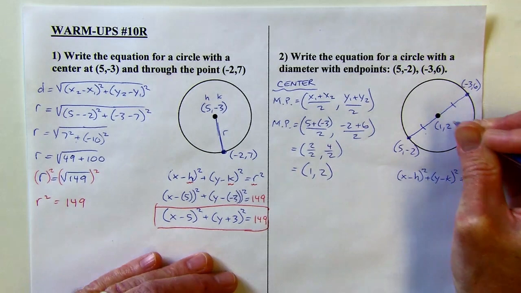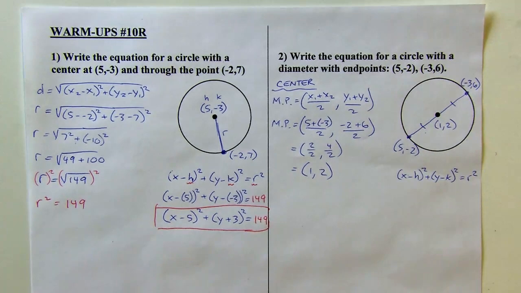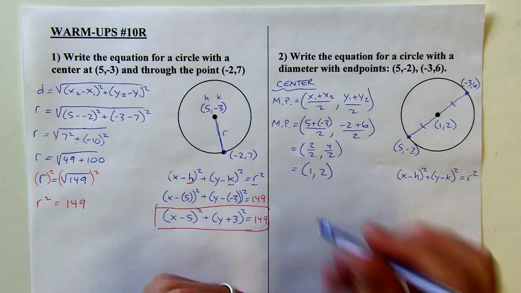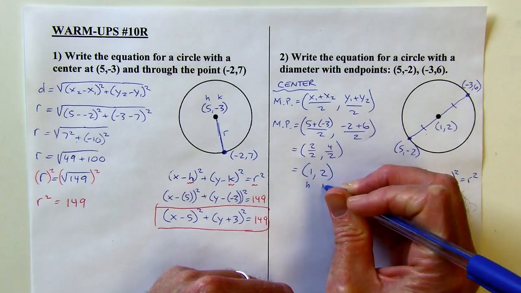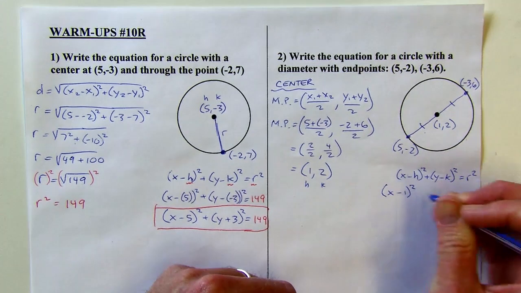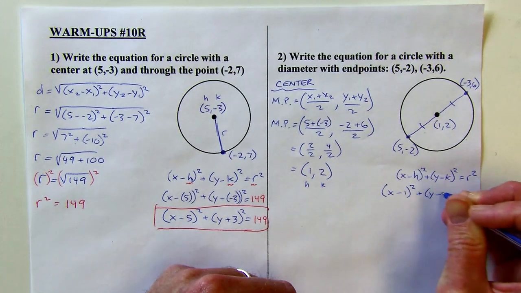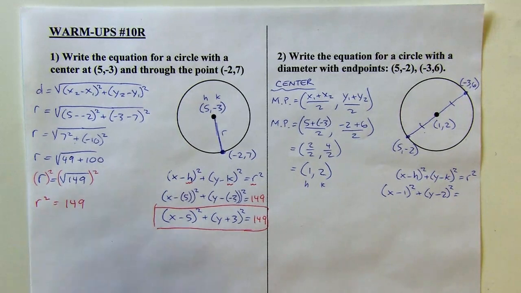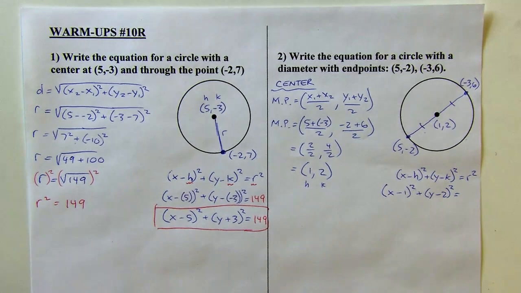I'm going to put that into the picture. I like to put the stuff in the picture as I go, because I'm going to actually use that midpoint for something else in a minute. But now I've got my h and my k, right? So I can plug those pieces into the formula. Okay, so it's going to look like this. I still need the radius so that I can plug it into the formula as well.